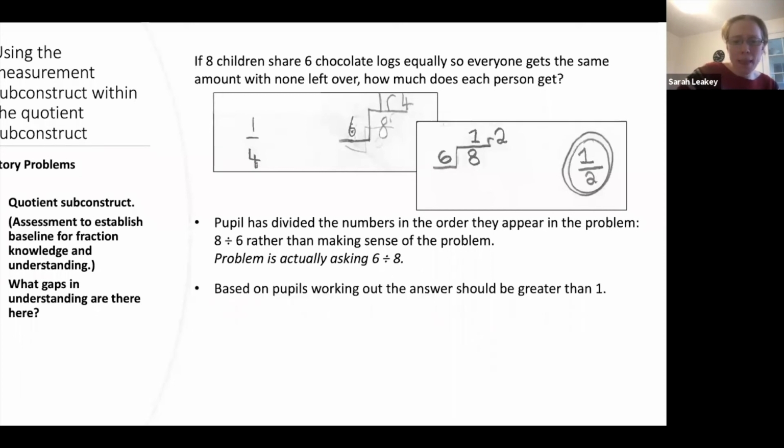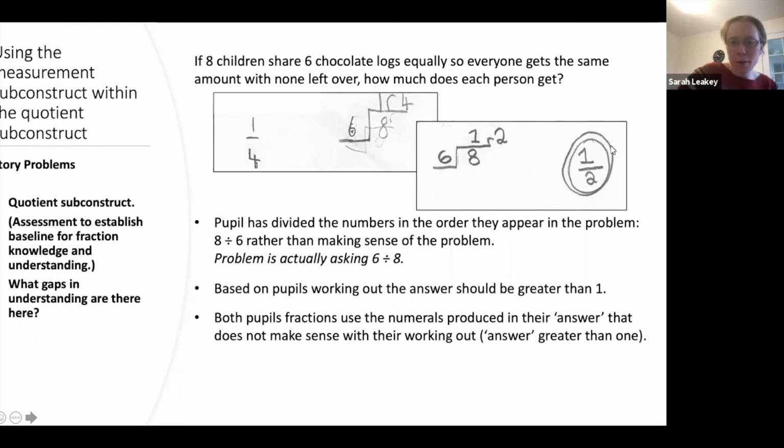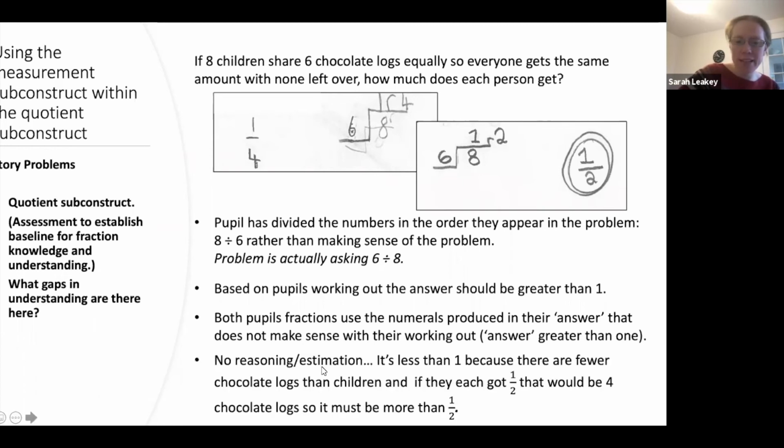You can also see that based on the pupil's working out, so this isn't correct, but based on their working out, their answer should be at least 1. But you can see from the fractions they've written that they've just taken these numerals that appeared in their answer, popped them into a fraction, and that's the answer. But that doesn't make sense in relation to what they've got there. So they don't really seem to have an understanding of division, of fractions, and so on. It's not that they're not capable of that. It's just that they're trying to apply a procedure to something they don't understand. There's no reasoning or estimation here.